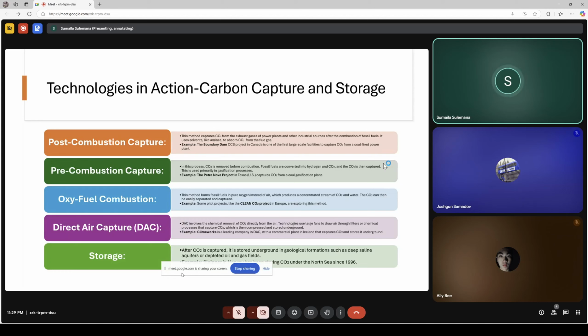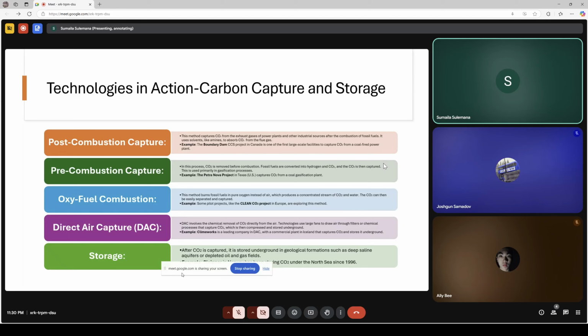The next technology in action in terms of CCS is pre-combustion capture. In this process, CO2 is removed before combustion happens. Fossil fuels are converted into hydrogen and CO2, and then the CO2 is captured. This is mostly used in gasification processes. An example of such a project currently ongoing is the Petra Nova project in Texas in the US, which captures CO2 from a coal gasification plant.